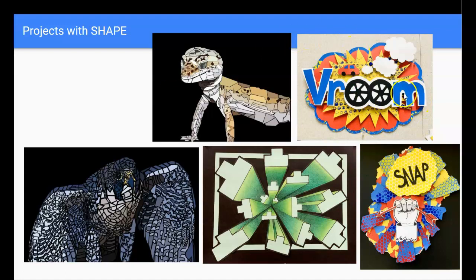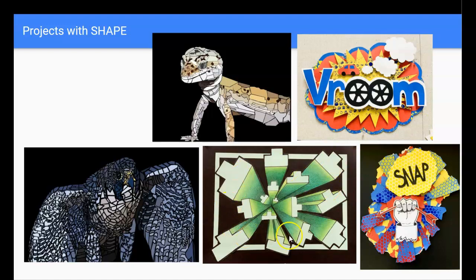We also did our Roy Lichtenstein paper relief project very early on in the year, where we had to physically cut out shapes and place them on top of each other to create the layered effect, the popping effect, but more importantly, the collage effect. So that was definitely using shapes.